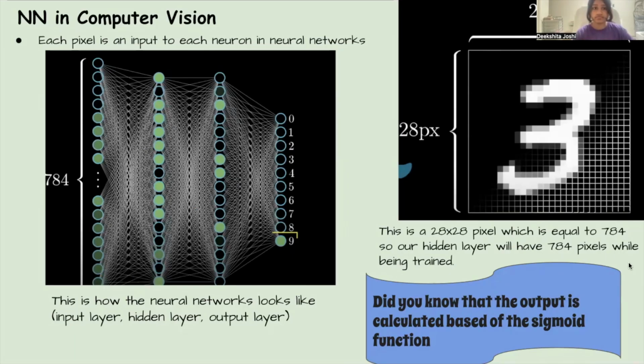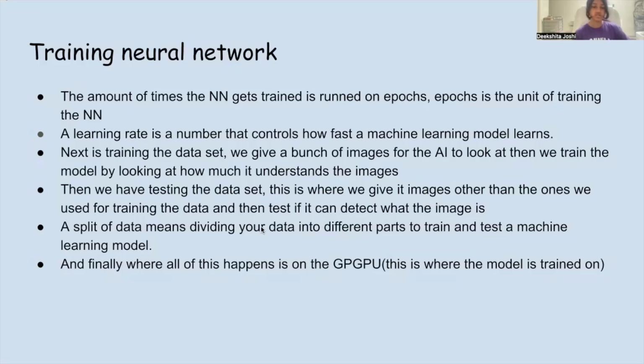Okay, training neural networks. The number of times the neural network gets trained is measured in epochs. An epoch is the unit of training the neural network. So if you train it on 50 epochs, that's good. If you train it on 100 epochs, that's even better. If you train it on thousands, that's even better. So the more epochs you train it on, the more accurate your model will be.